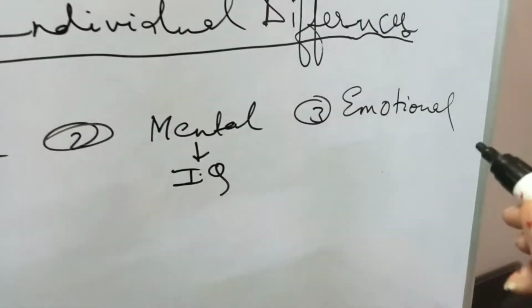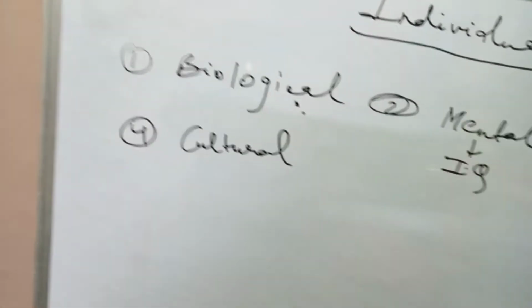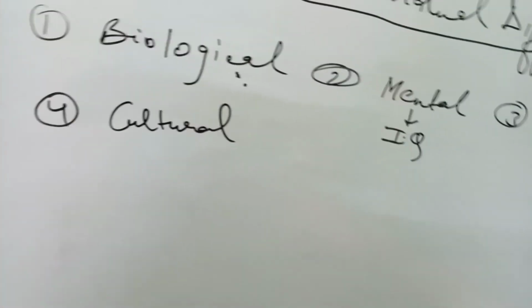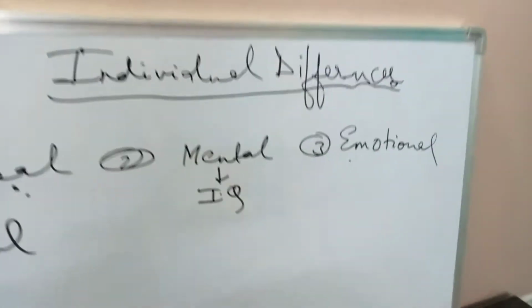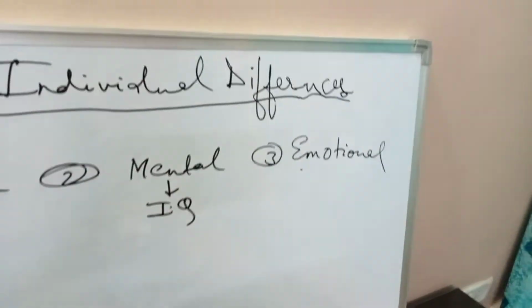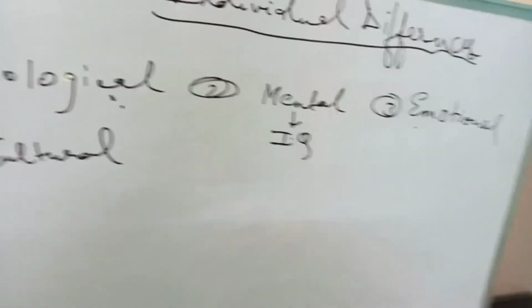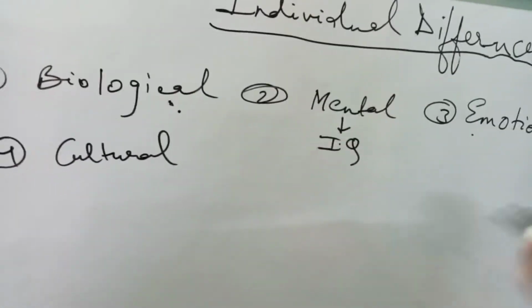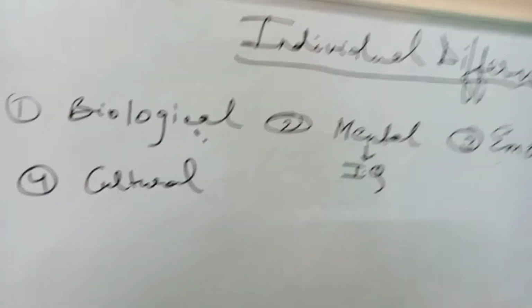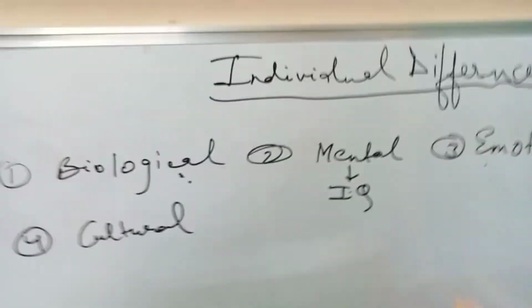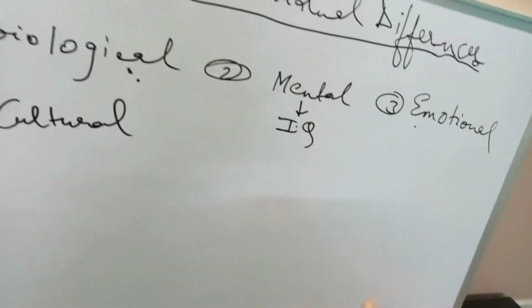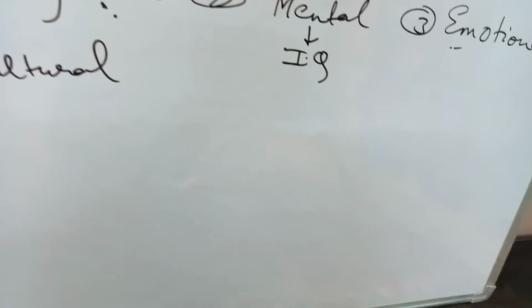Now coming to the emotional individual difference. Emotional individual differences means differences on the basis of emotion. One is very sensitive to one thing, one is a very emotional person, one is not so emotional, one is a happy-go-lucky person, one is not so happy-go-lucky. One gets angry very suddenly, one is very short tempered, but another child is not so short tempered. These are differences of emotions.